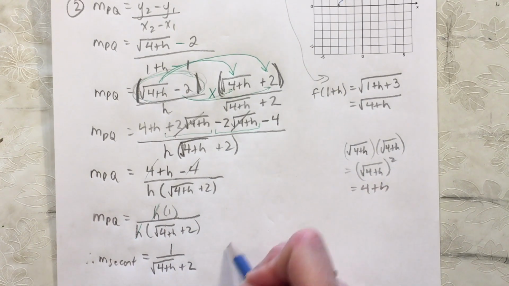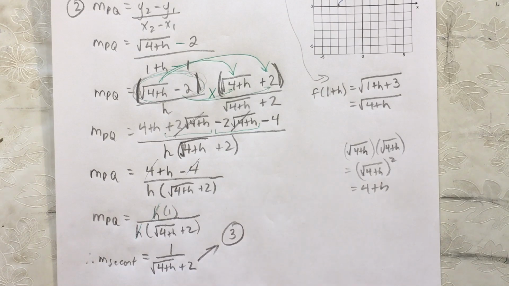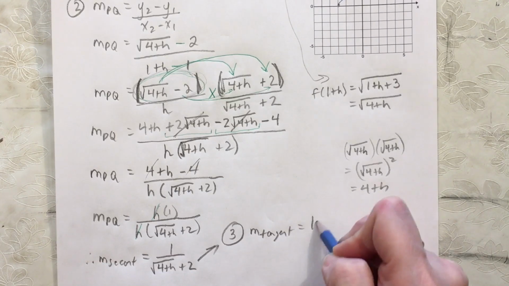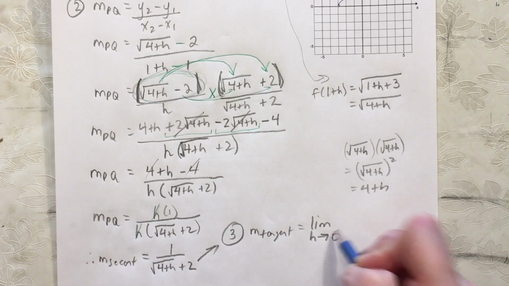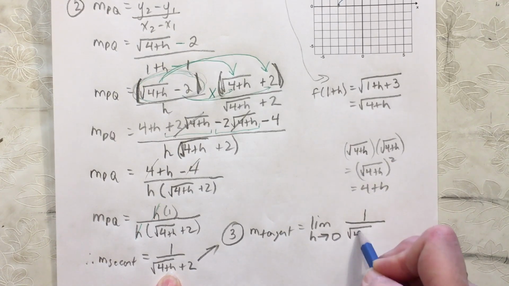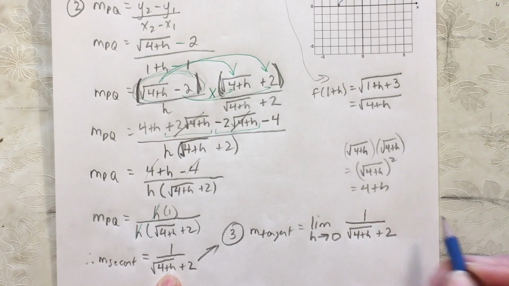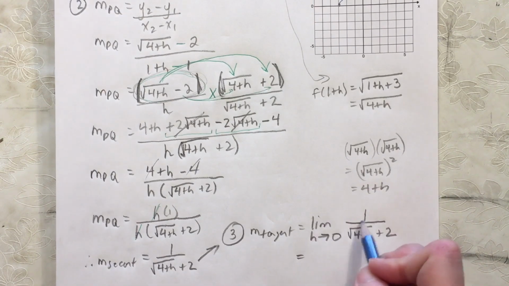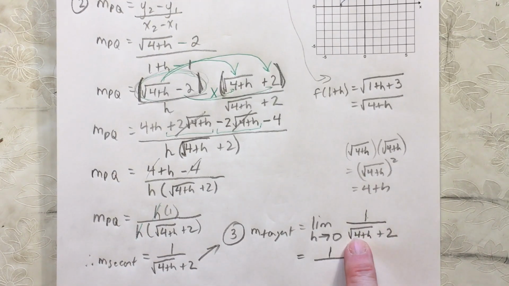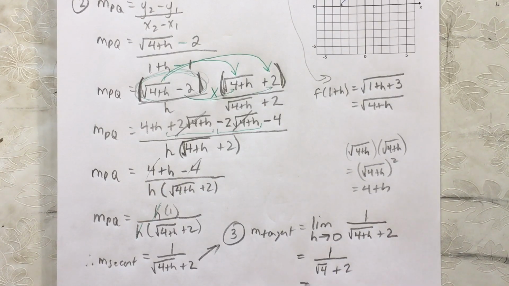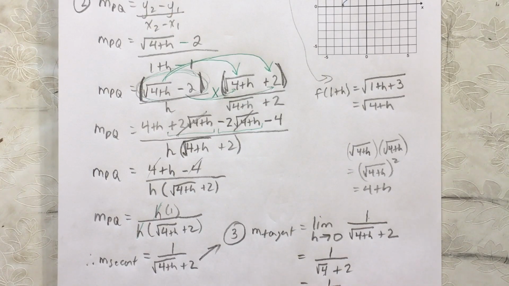And then step 3 is where I find the slope of the tangent. It's going to be the limit as h approaches 0 of the slope of the secant, which is 1 over the square root of 4 plus h plus 2. So if we let h approach 0, then the numerator is going to stay the same, 1. The denominator, this part, if h approaches 0, is going to approach the square root of 4. But we still have this plus 2 that's unaffected by h. Square root of 4 is 2.